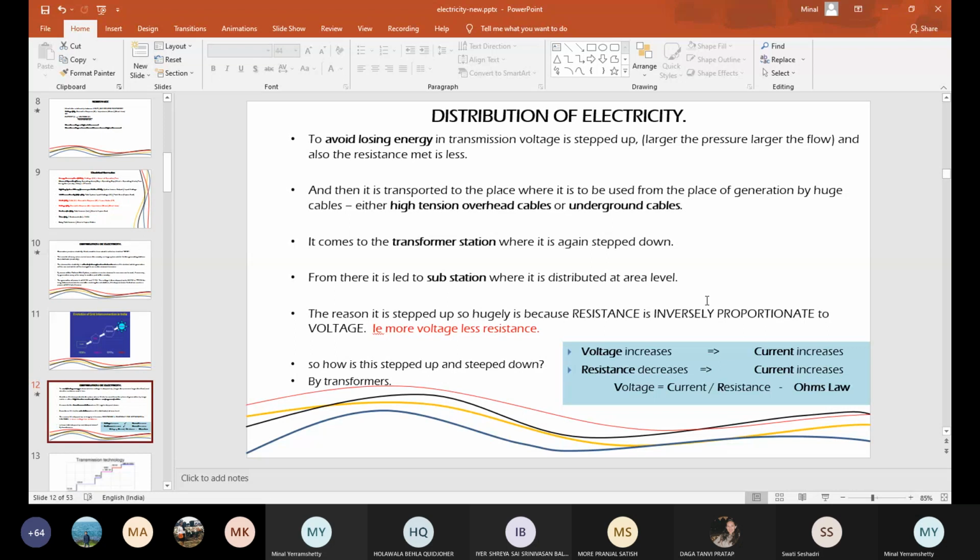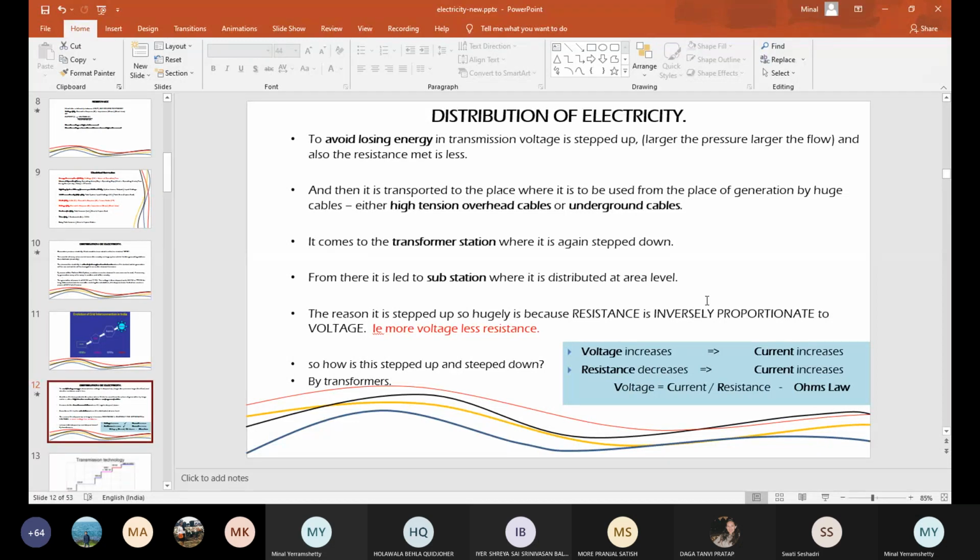Now, coming to the distribution of electricity, to avoid losing energy in transmission, we know we have to step up the voltage, and not make the wires thick. Like what we did in water, we don't do it in electricity. Larger the pressure, larger the flow, and also the resistance met is less because we did not change the wire size. We are keeping thinner wires so that the resistance is low, but we are stepping up the voltage. Okay? And then it is transported from the place of generation to the place where it is to be used by huge cables.